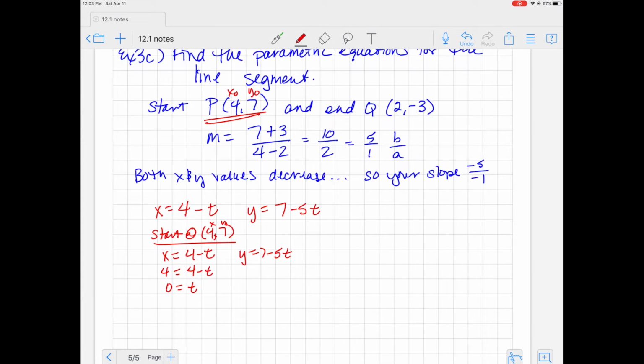Could you divide by the negative 1? Same thing. 7 is equal to 7 minus 5t, and I have 0 again is equal to t. Now, here's the dealio. This is what tripped me at first. These have to be the same. My t has to work for the same coordinate point. So my two equations have to have that same t value because that's my starting parameter.